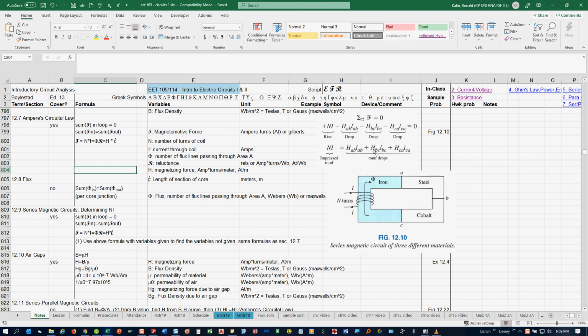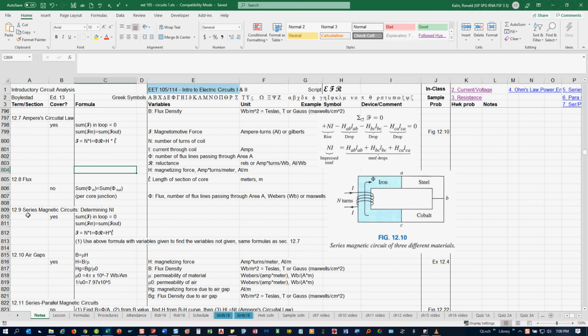So when you simplify this, you get this equation over here, which I was calling the sum of F in equals the sum of F out. So this is the impressed magnetomotive force, the force in. This is the force out, the sum of the drops. So part 8 is the sum of the fluxes: the sum of the flux in equals the sum of the flux out per core junction, with phi being the flux in Webers.